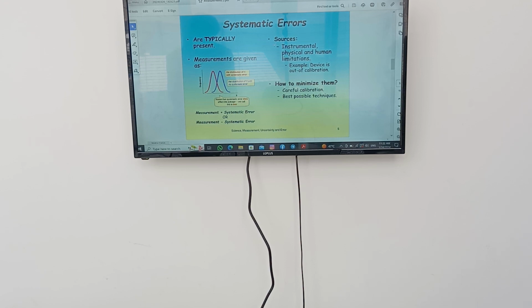The sources are instrumental, physical, and human limitations. As we said before, maybe the equipment is not new, not kept up to date, not maintained. So this may also lead to systematic error. Like this one, a device is out of calibration. How do we minimize them? We have to be careful with our calibration, and we use the best possible techniques. Okay, maybe for equipment you buy the best one from the best company, the recommended one.